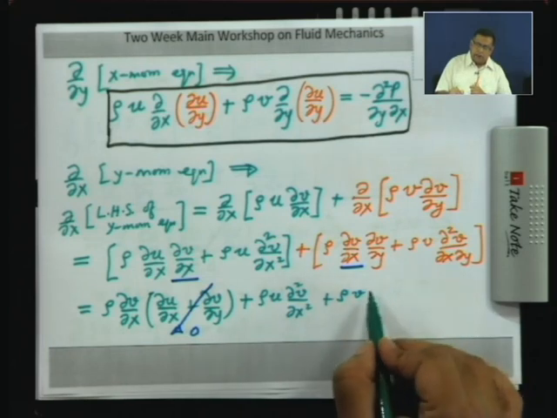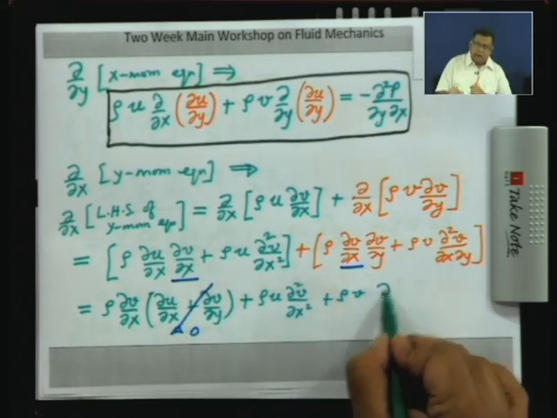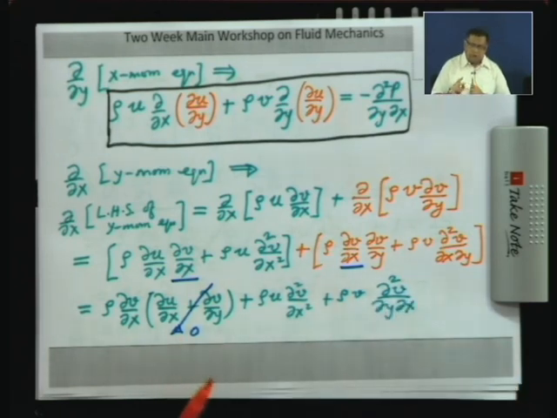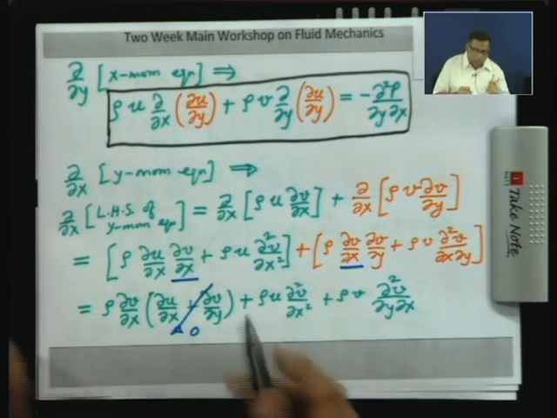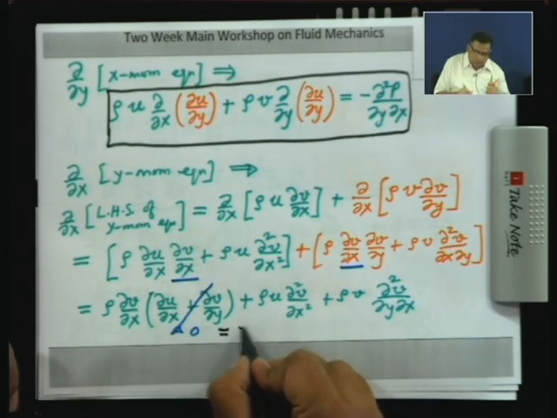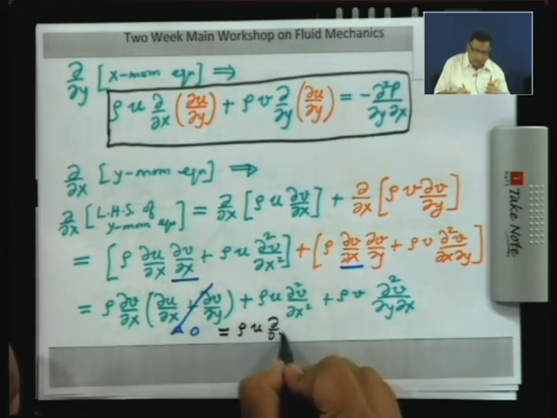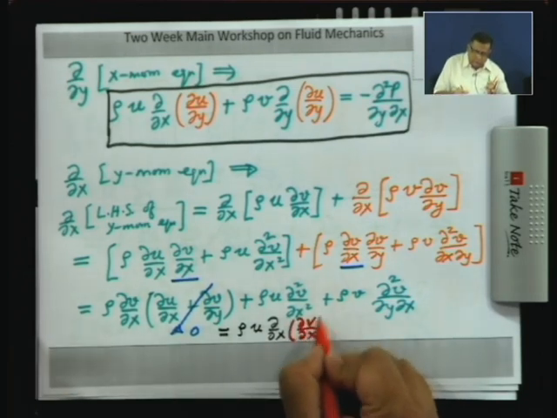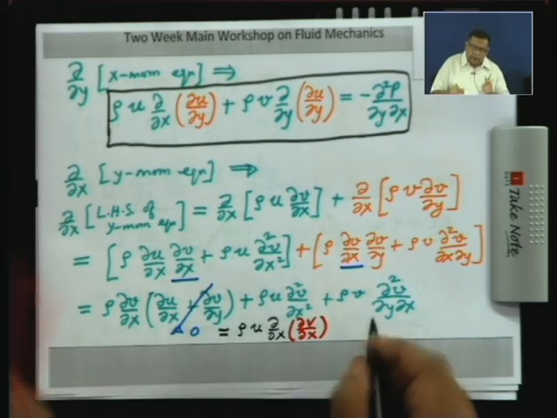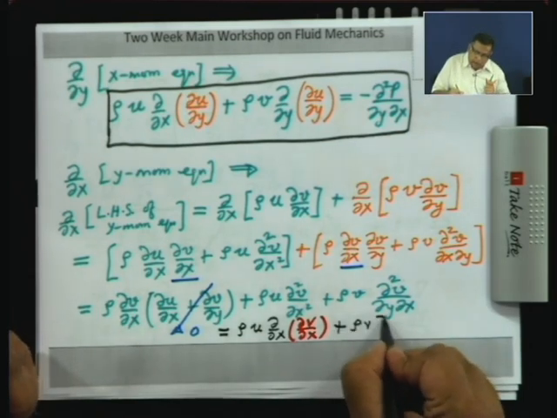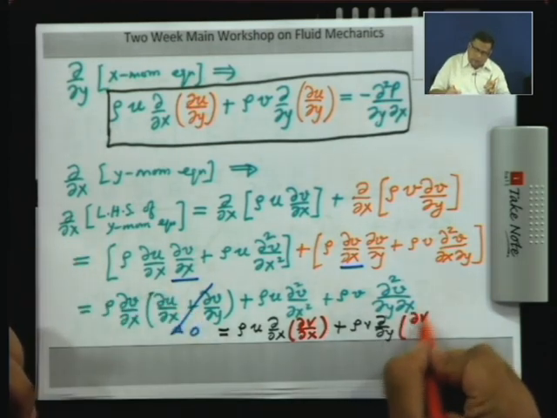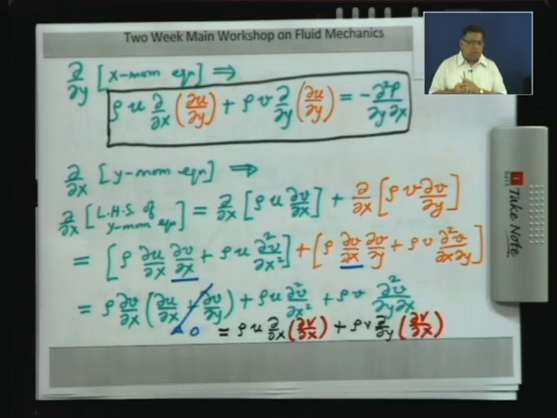Now, here once again I will interchange the order of differentiation and write it as del 2 v/del y del x. So, what we can do is I can write this as rho u del/del x acting on del v/del x, and the other term I can write as rho v del/del y acting on the same variable, which is del v/del x.